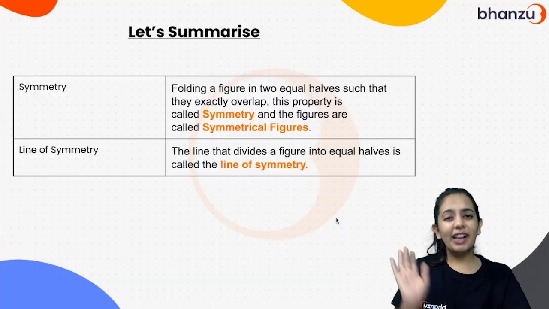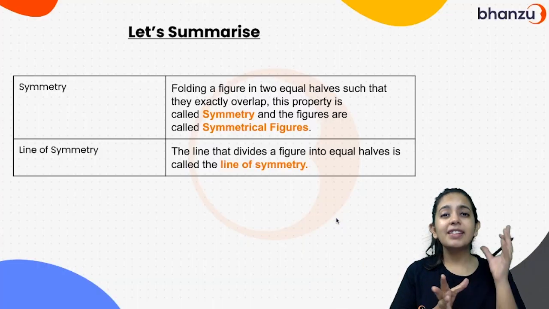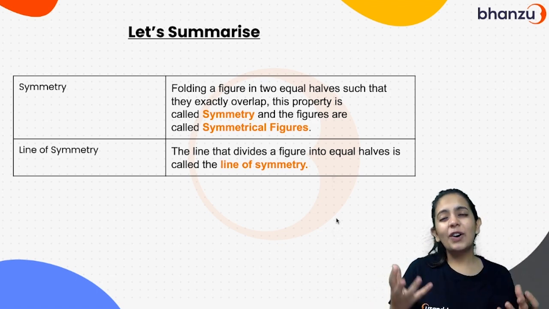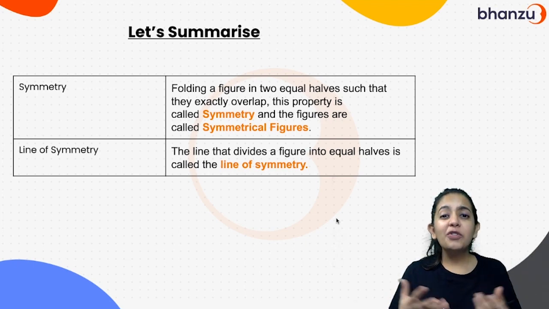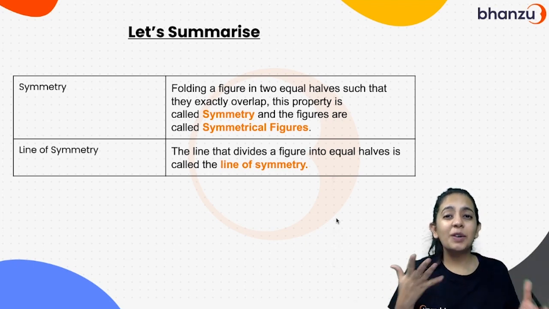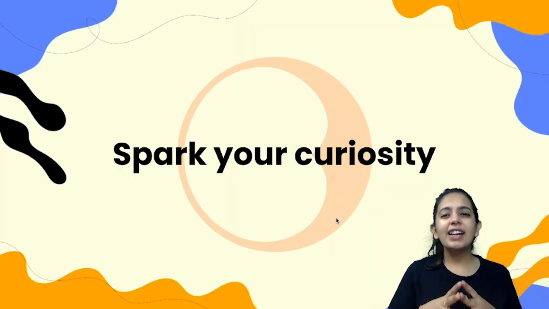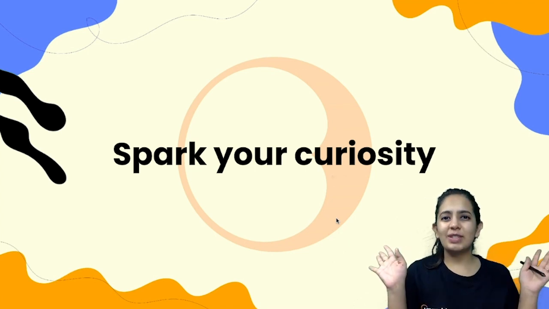Now let's summarize whatever we have learned today. We have learned about symmetry: folding a figure in such a way that the two halves exactly overlap each other is called symmetry, and the figures are called symmetrical figures. Now what is a line of symmetry? The crease line where you fold that shape and which divides it into two equal parts is called the line of symmetry. Now I want you to look around yourself and look at some shapes which have 1 line of symmetry, 2 lines of symmetry and 0 lines of symmetry.